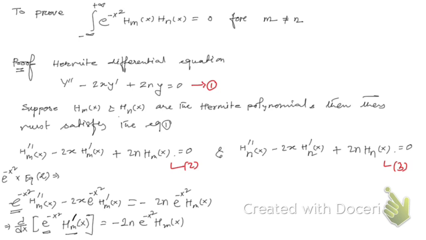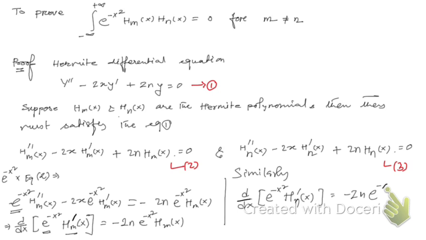Similarly, from equation number 3, if we multiply e to the power minus x square on both sides of equation number 3, then also we can obtain this. Similarly, let me write similarly. We don't need to show it again because the procedure is the same, so we can write similarly. We can obtain d/dx of e to the power minus x square Hn of x, okay, this is equal to minus 2n e to the power minus x square Hn of x. That's what we're going to have.